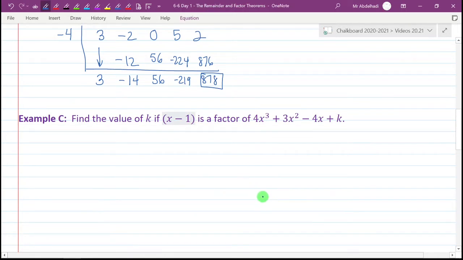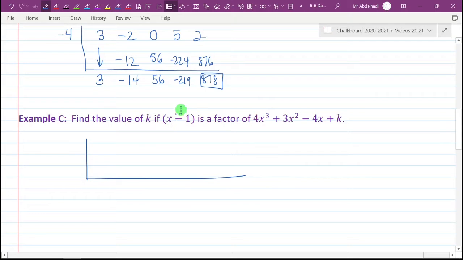We're going to look for a value that will create a factor here. So here's what I'm talking about. If you remember earlier from synthetic division, that if you got a remainder of 0, that something was a factor. In other words, check this out.